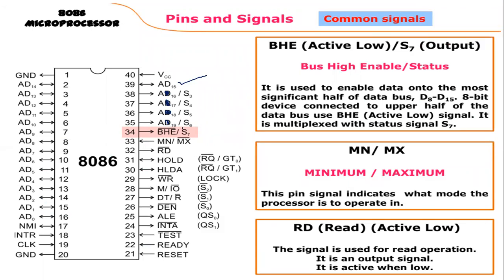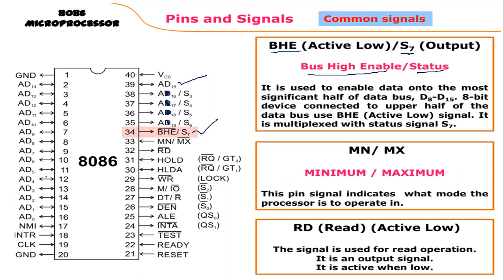For the common signal, we have another type of signal, BHE bar and S7, bus high enable and status. Remember, BHE's full form is bus high enable, as well as the next status signal, S7. What is the meaning of bus high enable?